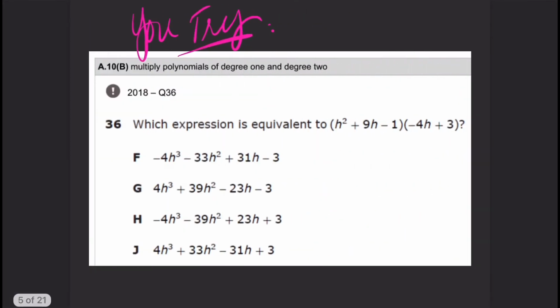Go ahead and try the following, pause the video, and then the answer will show momentarily.